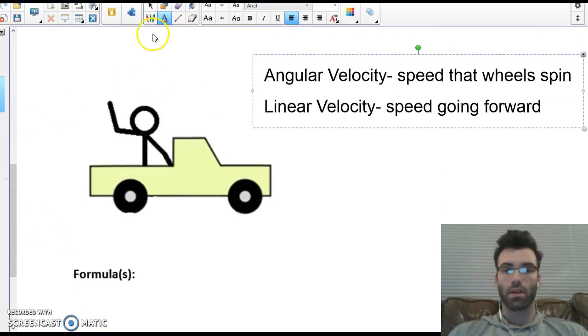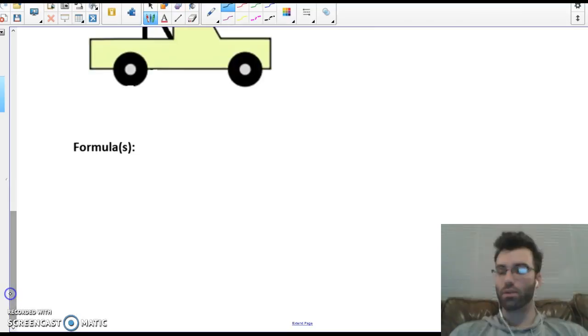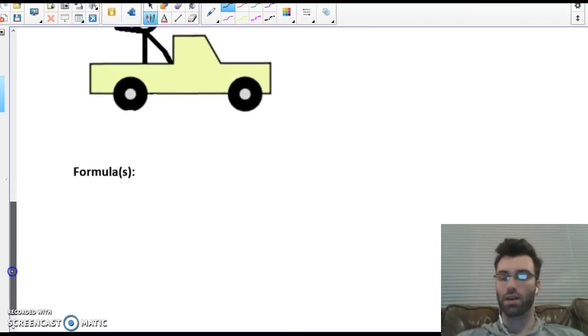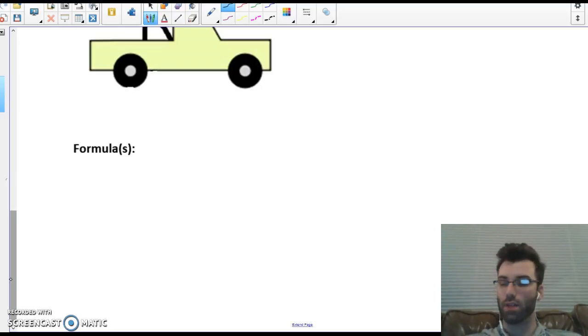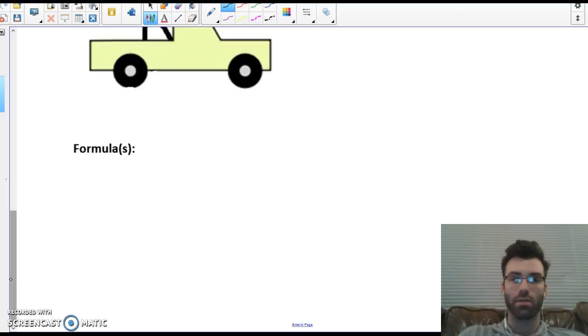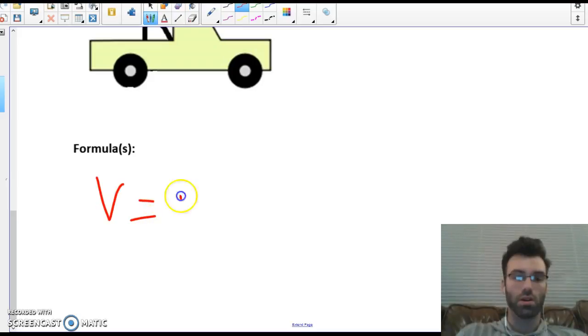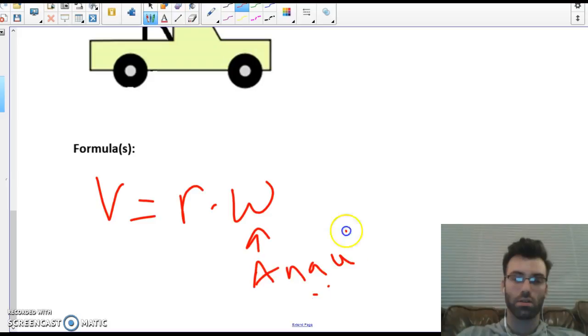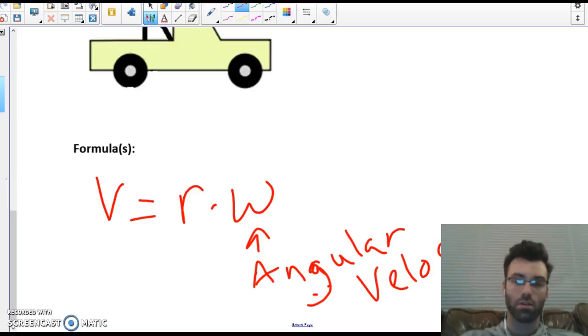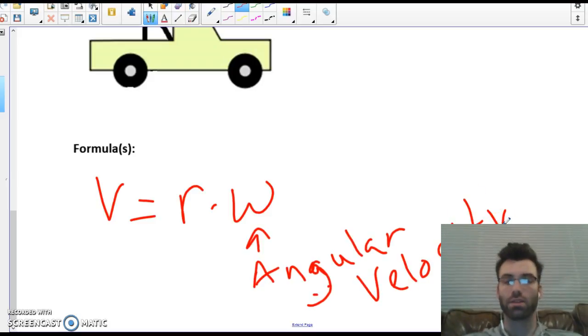So what are our formulas? There are three different formulas that you can use to find linear velocity. We are only going to talk about one today. I'm going to write down the one that we are going to use. We write that as V equals R times W, where W, remember from yesterday, was our angular velocity.